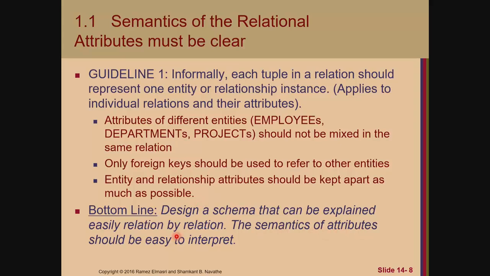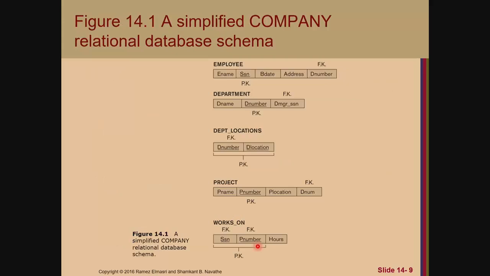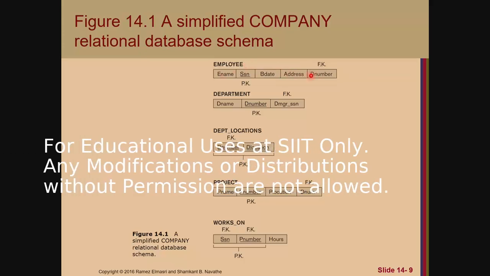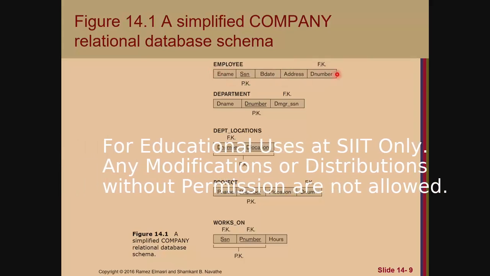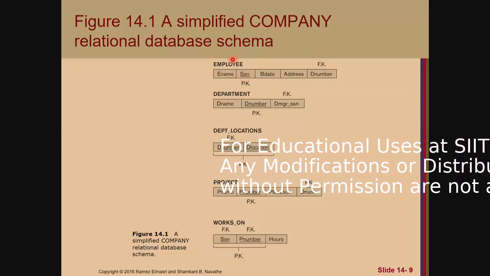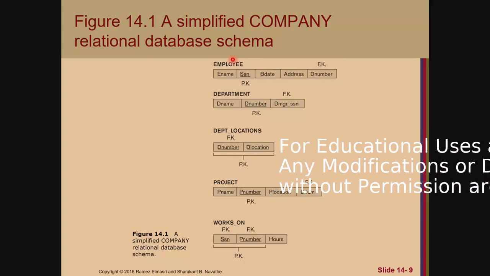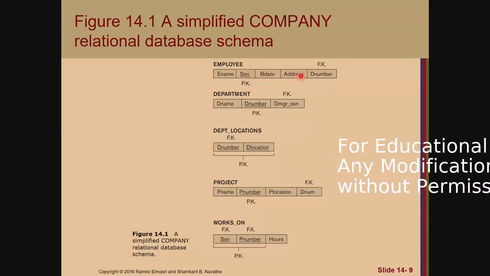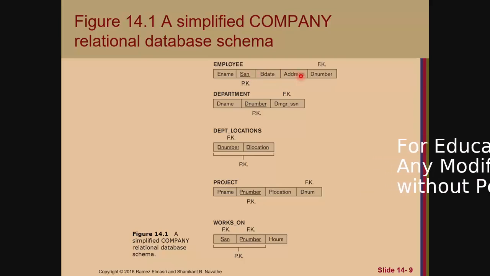The semantics of attributes should be easy to interpret. So, for example, here, employee. If the entity employee has attributes E name, SSN, B date, address, D number, then as you can see here, all of the information is only for employee, not for department, not for project. This is a kind of guideline for a good relation.